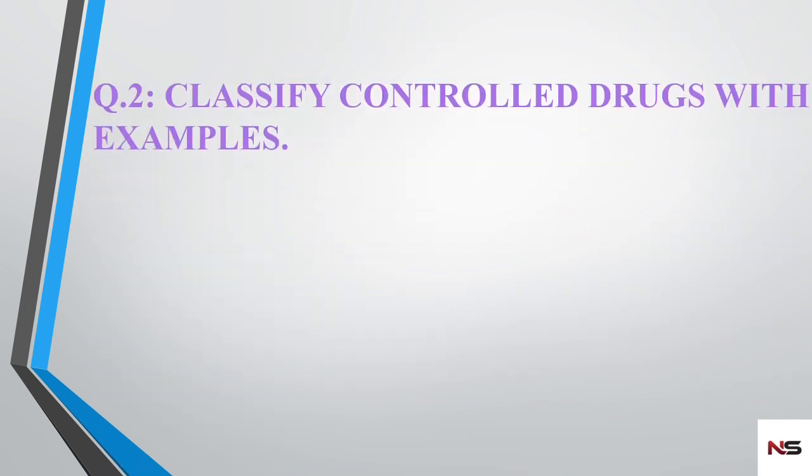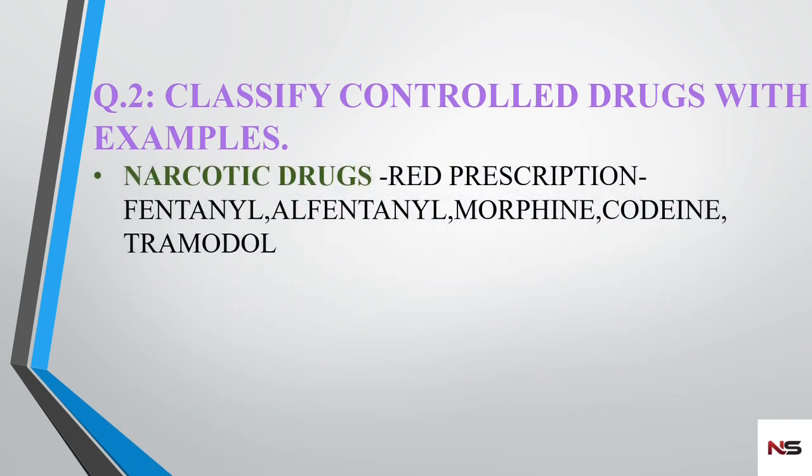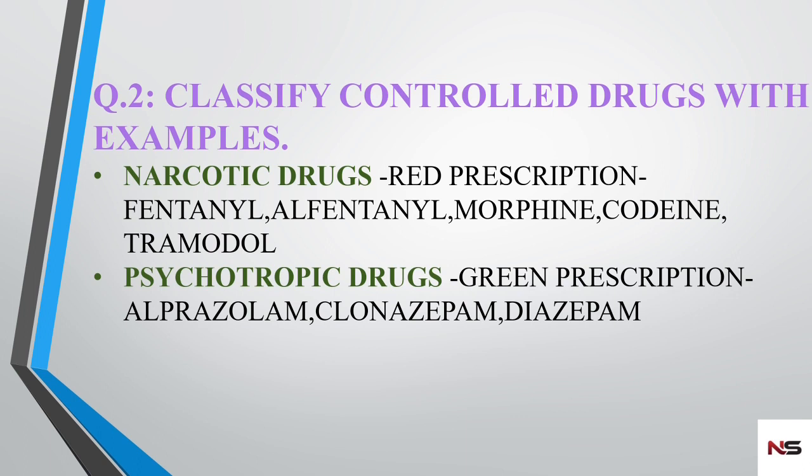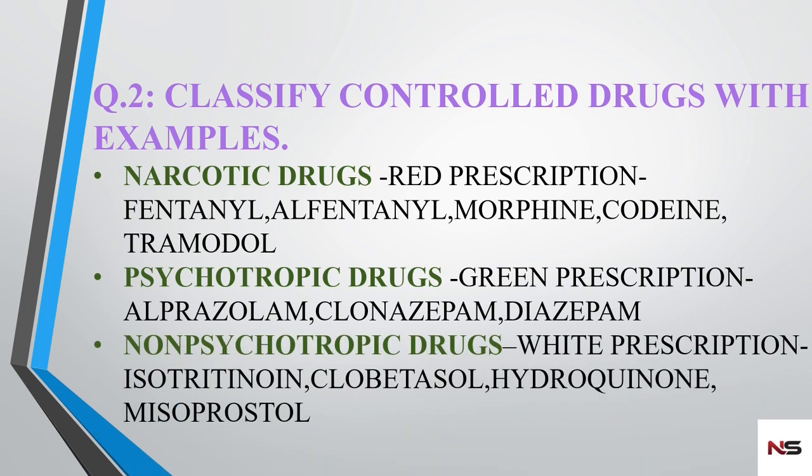The second question was, classify controlled drugs with examples. Controlled drugs are mainly classified as narcotic drugs, psychotropic drugs, and non-psychotropic drugs. This is the main 3 classification of controlled drugs.